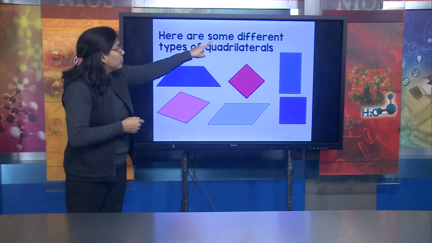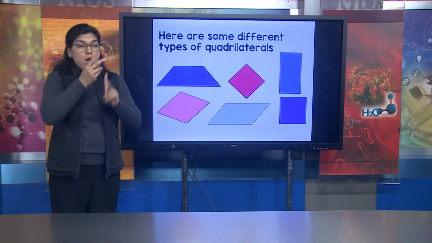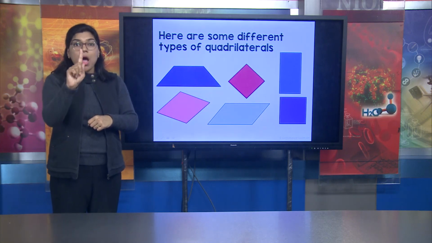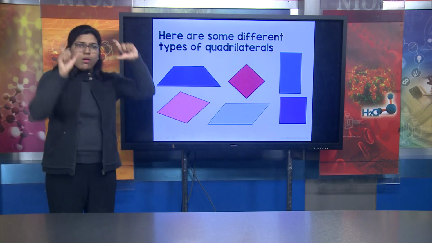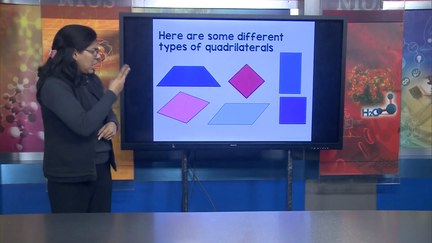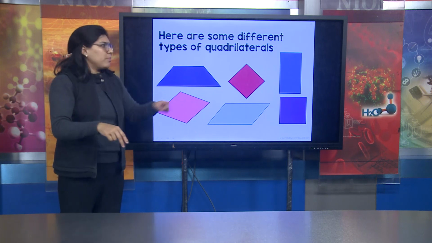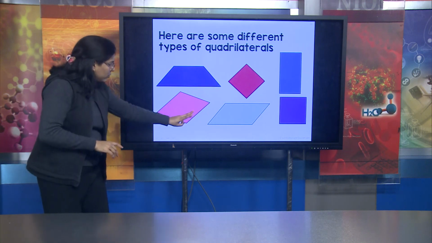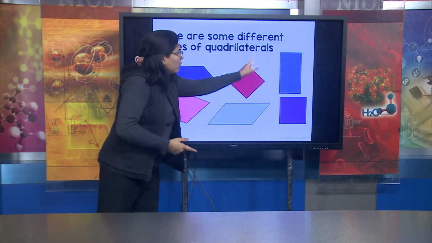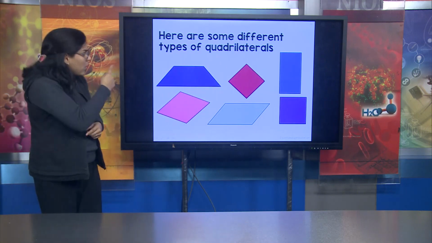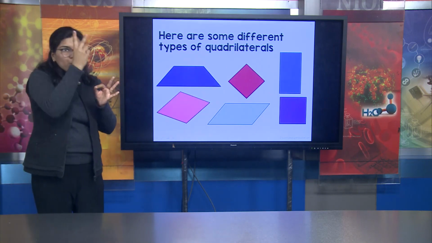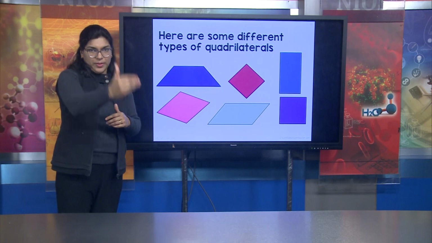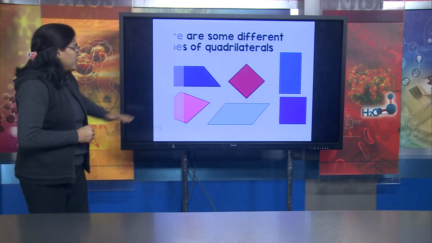Now here are some different types of quadrilaterals. We all can see that all these images have four sides, but the shape is different. All these images which have four sides are called quadrilaterals. See, this also has 1, 2, 3, 4 sides. Yes, this is also a quadrilateral. So all the images have different shapes, but the number of sides is four. So that is why they are known as quadrilaterals. Let us move further.